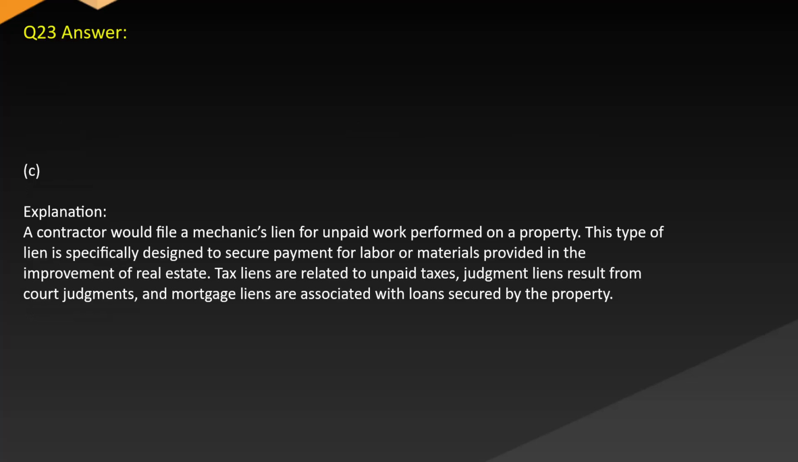Answer C. Explanation. A contractor would file a mechanics lien for unpaid work performed on a property. This type of lien is specifically designed to secure payment for labor or materials provided in the improvement of real estate. Tax liens are related to unpaid taxes, judgment liens result from court judgments, and mortgage liens are associated with loans secured by the property.